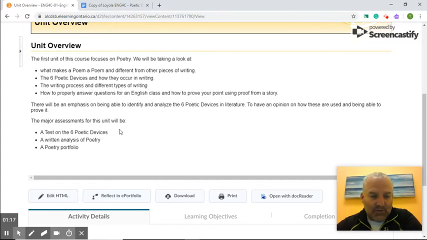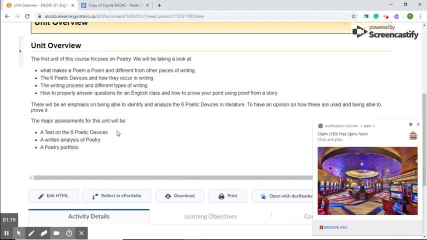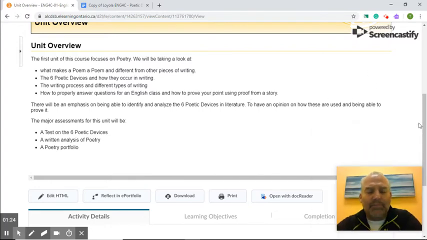And again, you're going to be going through poems, deconstructing poems for these elements, leading up to a couple different assessments. The major assessments for this unit will be a test on poetry, very similar to the last test that we did on short stories, where we're going to give you a poem and ask you to go through the poem and deconstruct it for the 6 poetic devices that we're going to be talking about for the next 3 or 4 days. You will do a written analysis of poetry, same kind of idea. I might give you 1 or 2 poems and get you to go through them and deconstruct them for the elements.